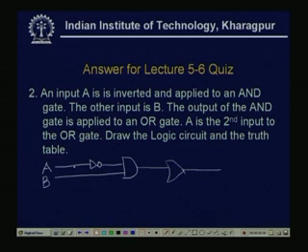So, this is Z, the output. Now, see, what is this Z? Z is nothing but, first, this is A bar B. This OR gate has one input A, so A plus this A bar B. So this is my logic circuit.